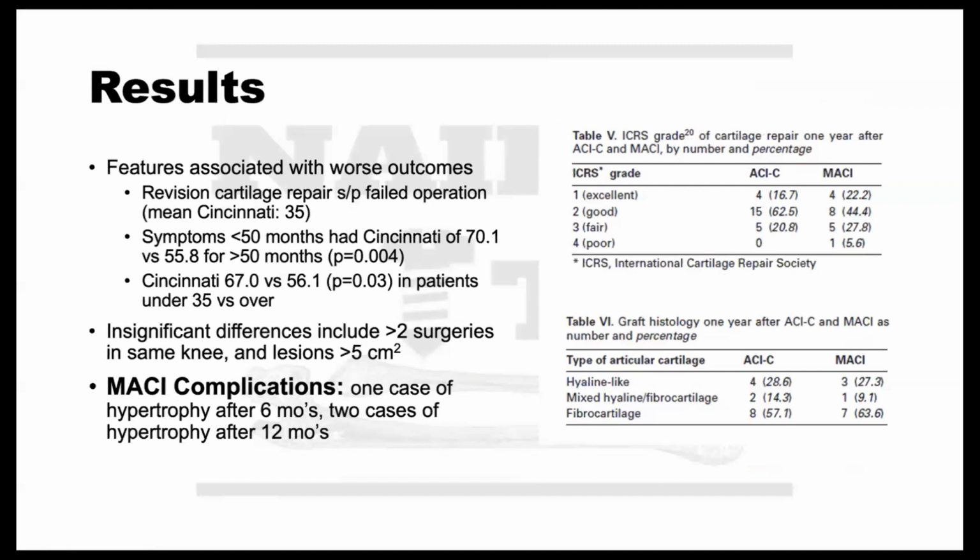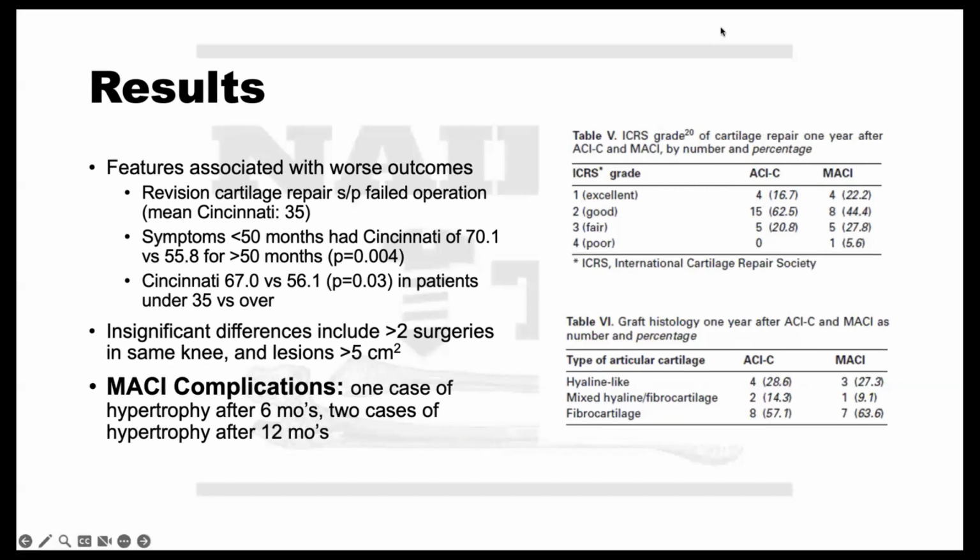The main thing that they really talked about in the results was what actually caused worse outcomes, which was patients that had symptoms for more than 50 months, patients that had previously failed an operation, and then patients that were over 35. This is reiterating things that we know about a lot of our orthopedic topics, which is that if you have symptoms for a shorter amount of time and you get them treated, or if you're younger, you're usually going to heal better more quickly.